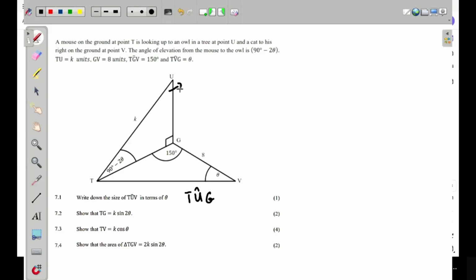So if we use sum of angles in a triangle, we will note that that angle is just 2 theta.